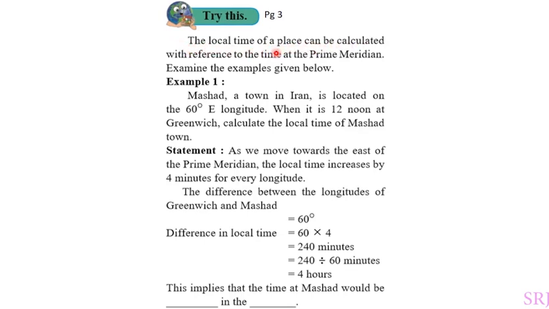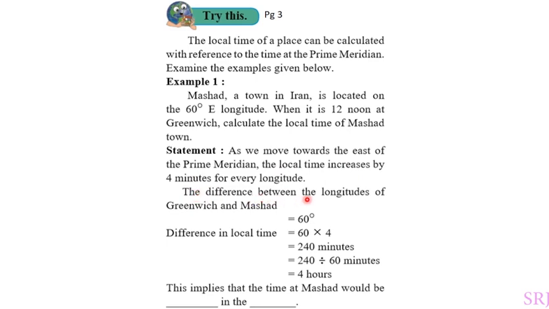The local time of a place can be calculated with reference to the time at prime meridian. Examine the examples given below. Example 1. Mashhad, a town in Iran, is located on the 60-degree east longitude. When it is 12 noon at Greenwich, calculate the local time of Mashhad town. We all know when it is 12 noon at Greenwich, the Greenwich is located at 0 degree. So, the statement will be, as we move towards the east of the prime meridian, the local time increases by 4 minutes for every longitude.